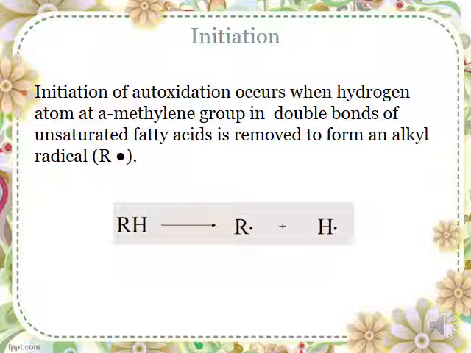So let us look at the mechanism for lipid oxidation or auto-oxidation. It will initiate when the hydrogen atom at the methylene group in the double bond of an unsaturated fatty acid is removed. Okay, so you have the unsaturated fatty acid here. The hydrogen is removed at the methylene group in the double bond, and it will form an alkyl radical here as well as a hydrogen radical.